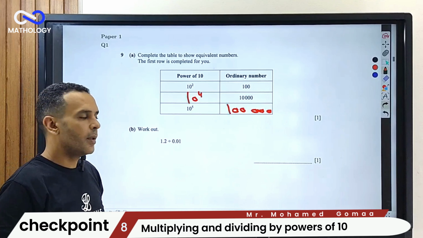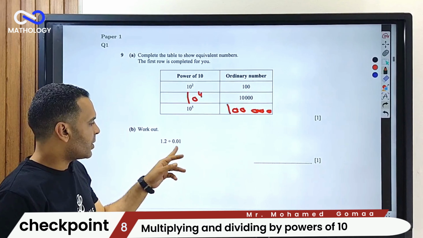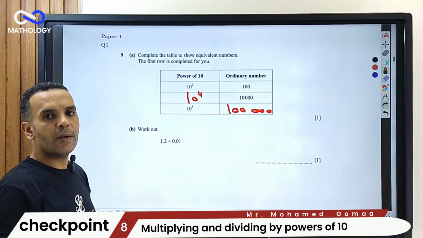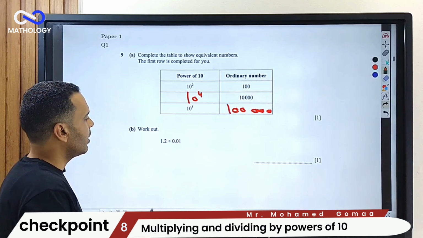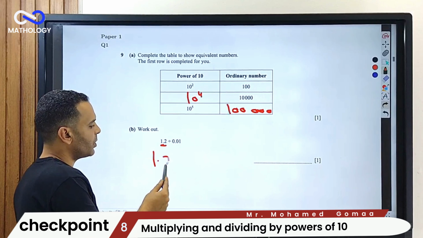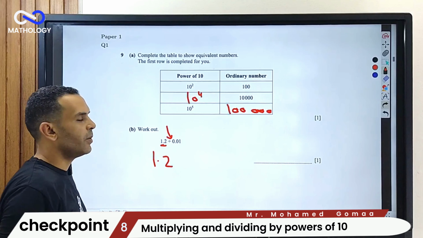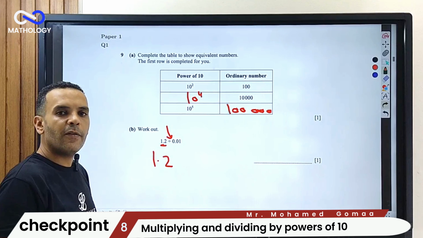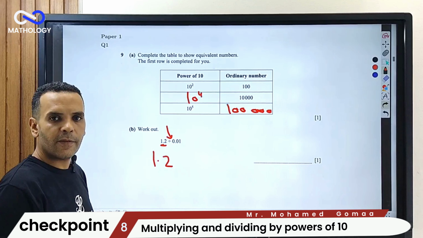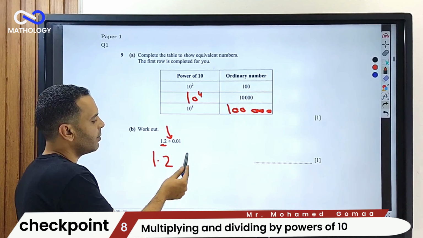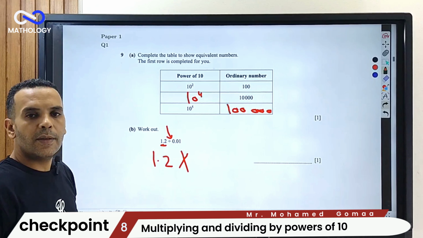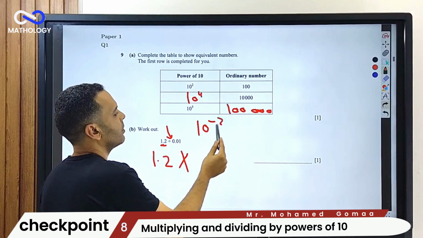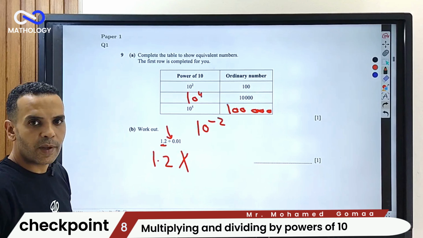Focus your mind. When you divide by 0.01, okay? Keep this number, 1.2. Change the sign. If you have a division operation, make it multiplication. If you have multiplication, make it division. We have division, okay? Make it multiplication. 0.01 means 10 power negative 2. Decimal point after two digits from the right.